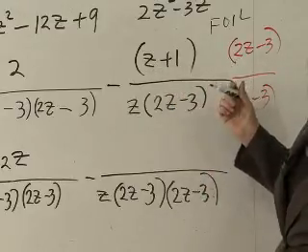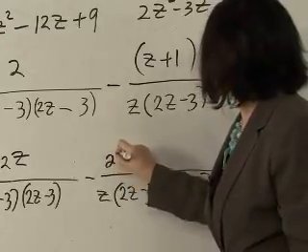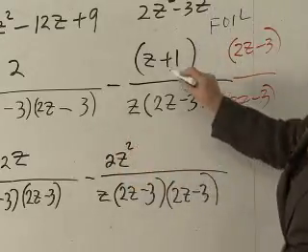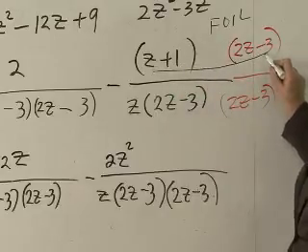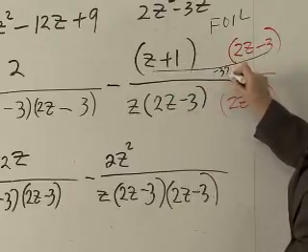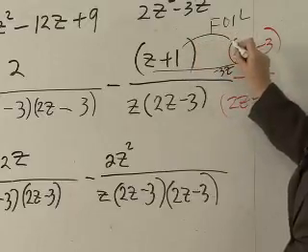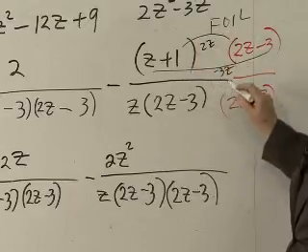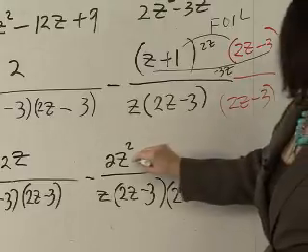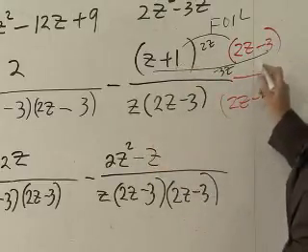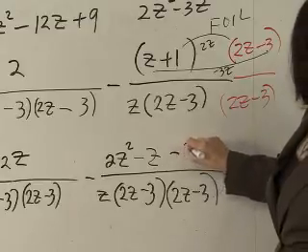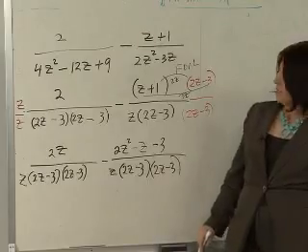Z times 2z is 2z squared. And then my outside z times negative 3 is negative 3z. And inside 1 times 2z is 2z. So I have negative 3z plus 2z is negative 1z. So it's negative z. And then last times last, 1 times negative 3 is negative 3. So I'm done with that.